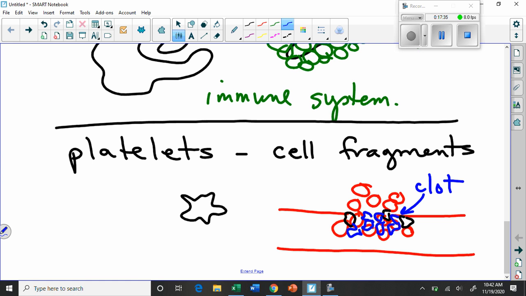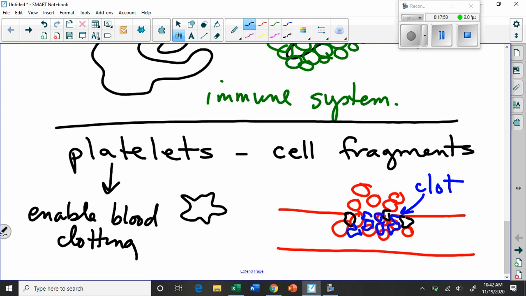And the purpose of the blood clot is to quickly close the vessel and to stop the bleeding until the cells themselves can regenerate and heal the wound. So this idea of producing blood clots is what platelets are for. Platelets enable blood clotting.